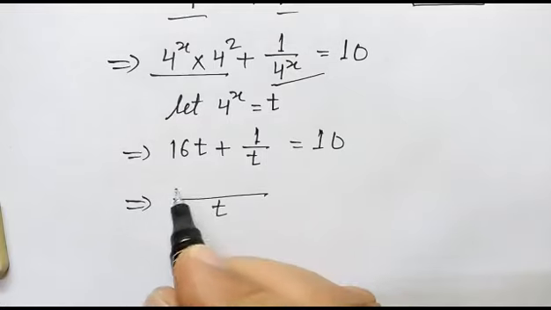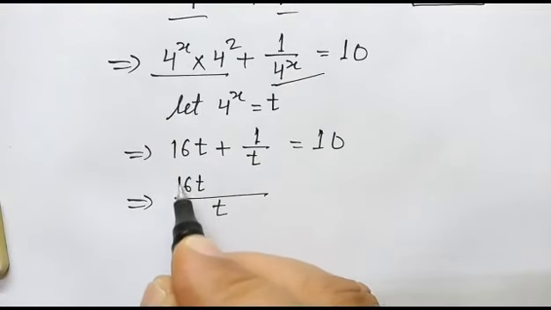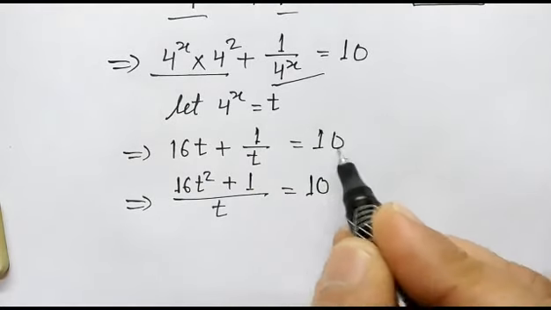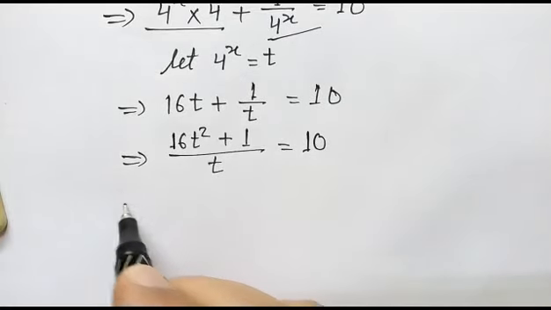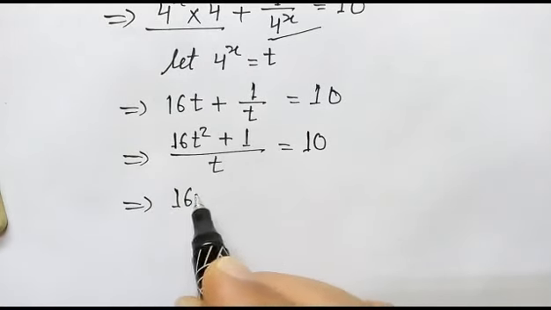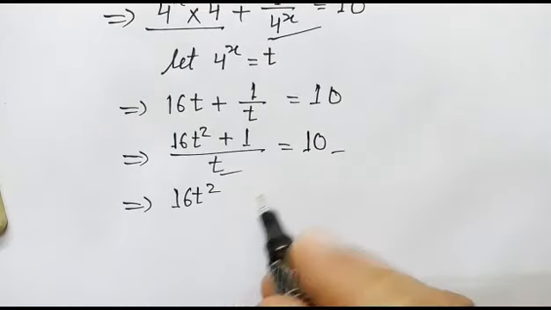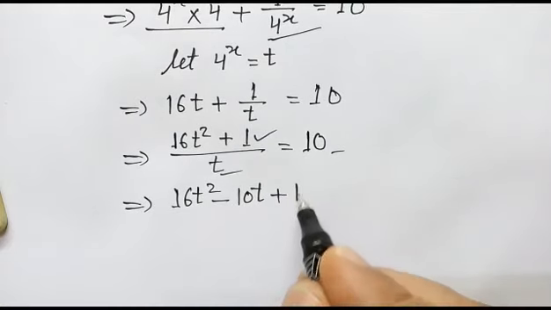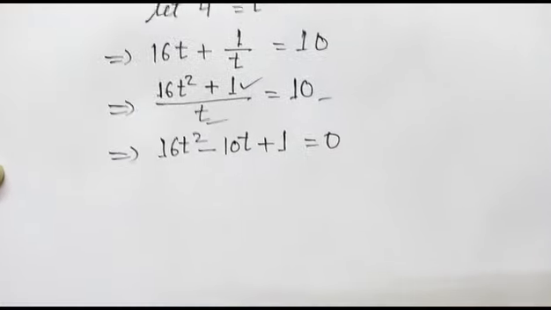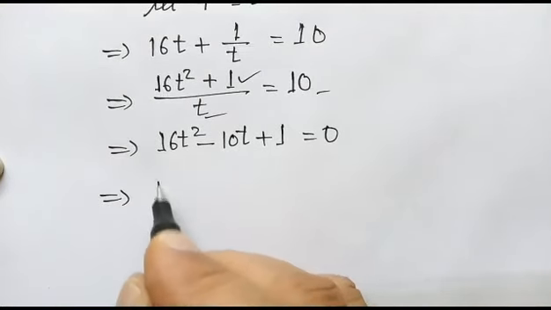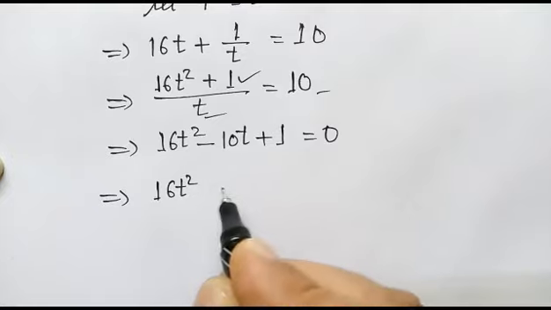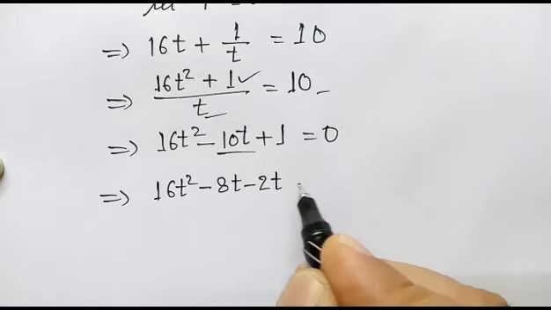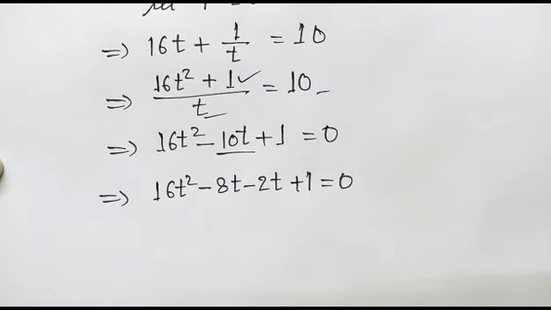Taking t as LCM, so 16t squared plus 1 is equal to 10t, right? So 16t squared minus 10t plus 1 is equal to 0, right? Now 16t squared, this as minus 8t minus 2t plus 1 is equal to 0.